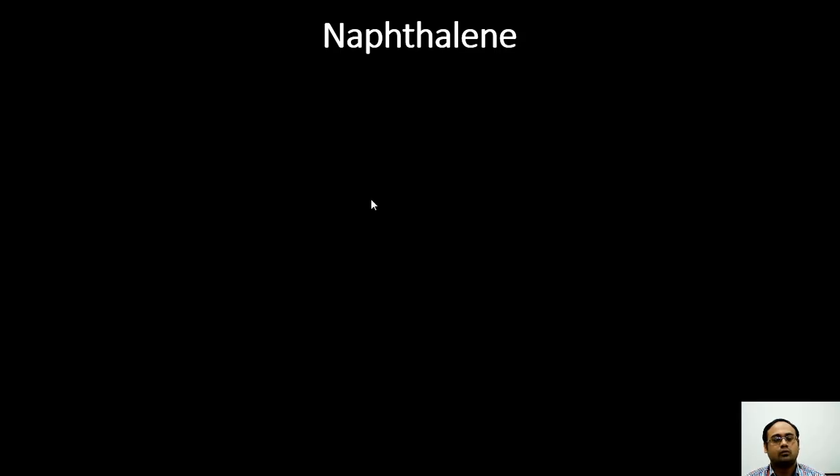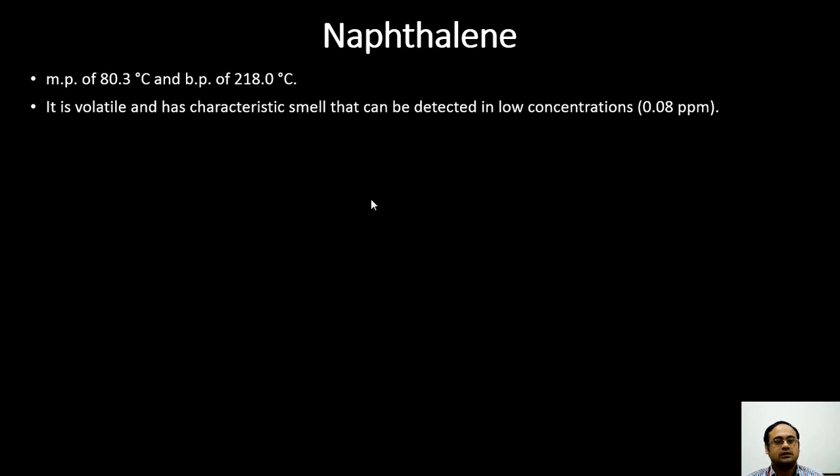We will take one or two examples of drugs which contain this aromatic ring system. To begin with, it has a melting point of around 80 degrees Celsius and boils at 218 degrees Celsius. It sublimes at room temperature and is therefore volatile. It has a very characteristic smell that can be detected at extremely low concentrations of 0.08 ppm.